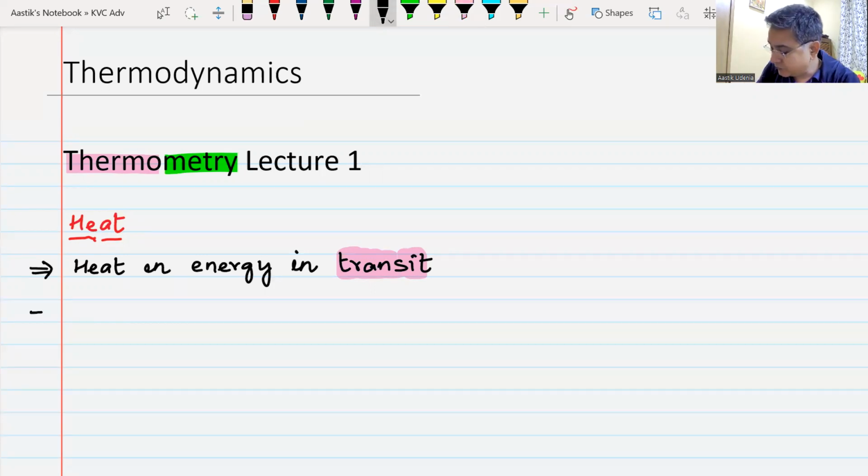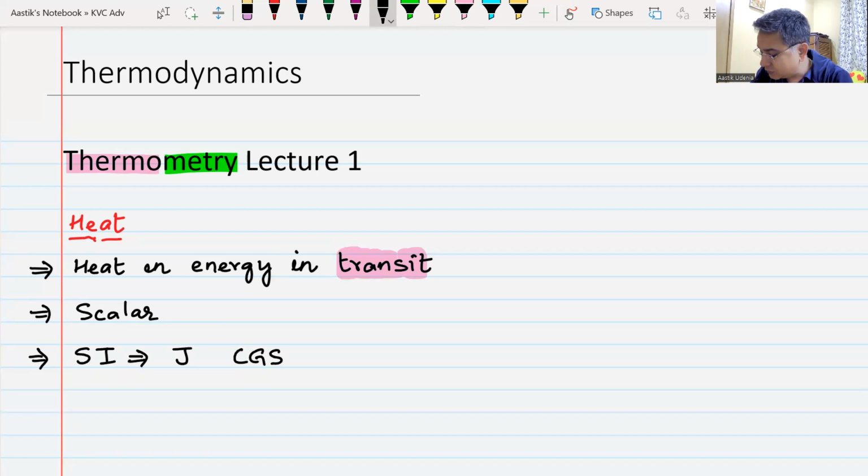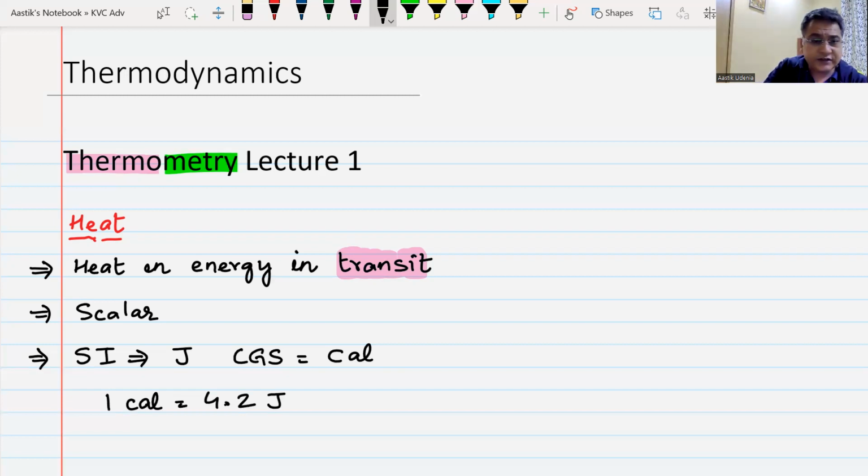What type of quantity is heat? It is a scalar quantity. Energy is always scalar. The SI unit of heat is the same as joule. The CGS unit is also known as calorie, and 1 calorie is equal to 4.18 or 4.2 joules. These are the things that you must remember about heat. We know this.